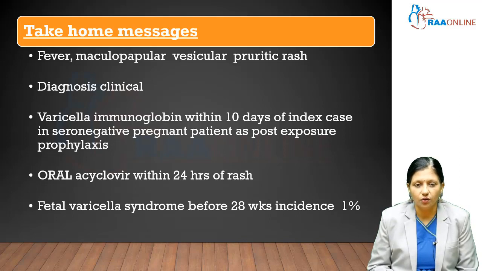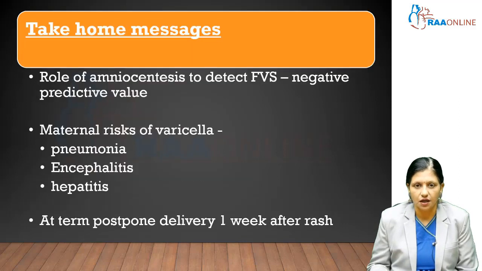infection. Oral acyclovir should be started within 24 hours of the appearance of rash in pregnancy, and oral acyclovir is given in the dose of 200 milligrams 5 times a day for 7 days. And if the mother gets varicella, the fetal varicella syndrome, before 28 weeks of pregnancy, the incidence is 1%. Now, when we do amniocentesis to detect the fetal varicella infection, it has a good negative predictive value. The maternal risk of varicella infection during pregnancy is pneumonia, encephalitis, and varicella hepatitis.